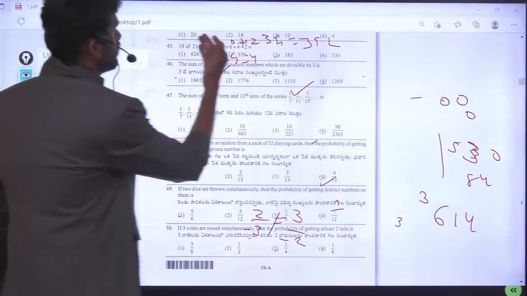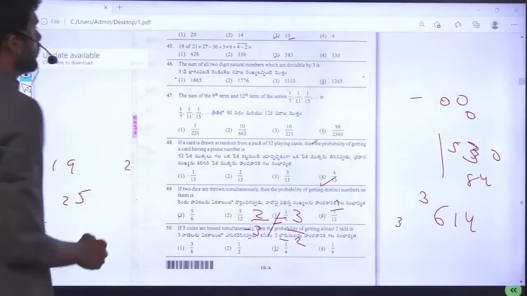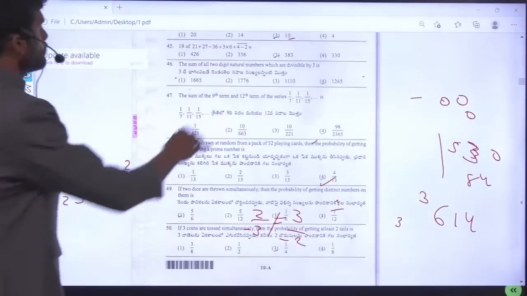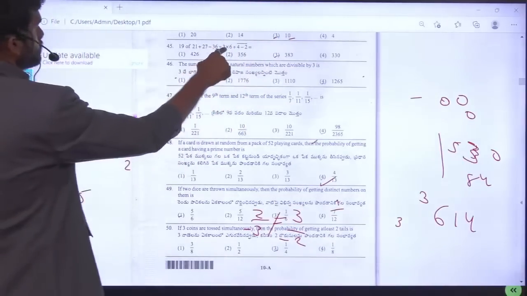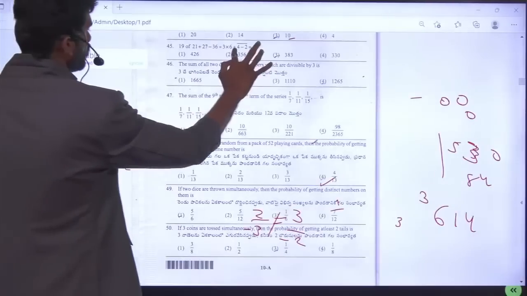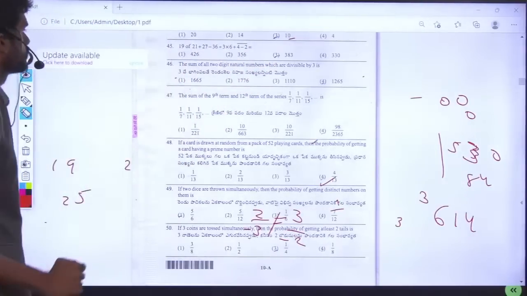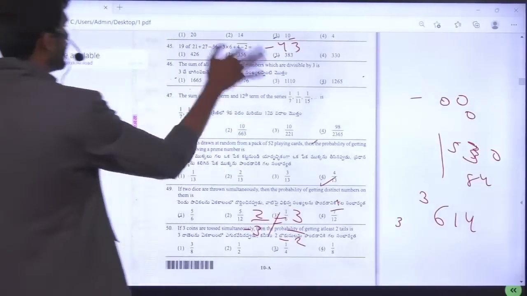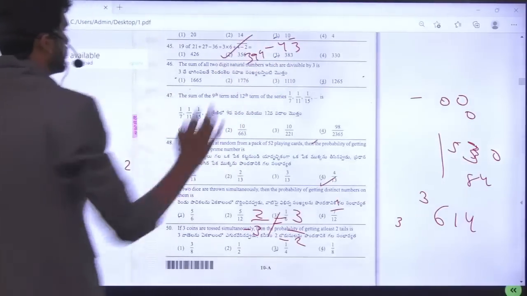చూడండి. బాడ్ మాస్ ప్రకారం చేయండి. 19 of 21 plus 27 minus 36/3 into 6 plus 4 minus 2. ఫస్ట్ బ్రాకెట్ కదండి, 4 minus 2 అంటే 2 వస్తుంది. తర్వాత 36/3 అంటే 12 వస్తుంది. 12 into 6 అంటే -72, -72 plus 2 -70 వచ్చింది. -70 plus 27 అంటే -43 వస్తుంది. తర్వాత 19 into 21 అంటే 399, 399 minus 43 ఏమవుతుంది 356, ఆప్షన్ 2 కరెక్ట్.